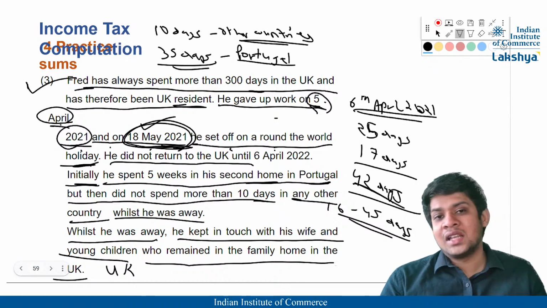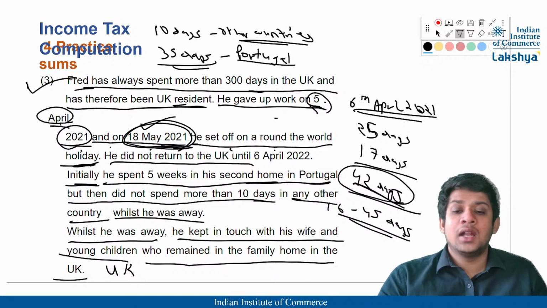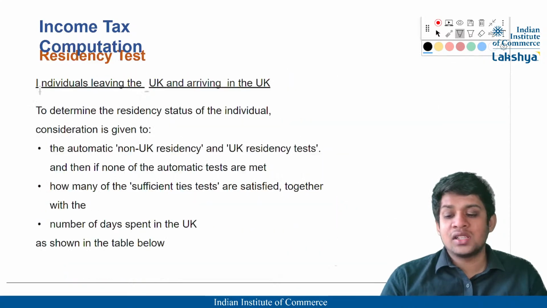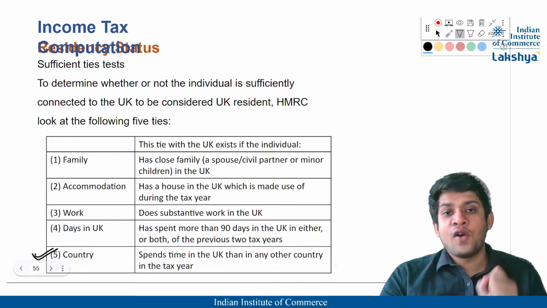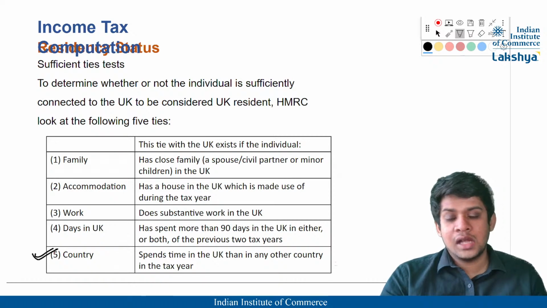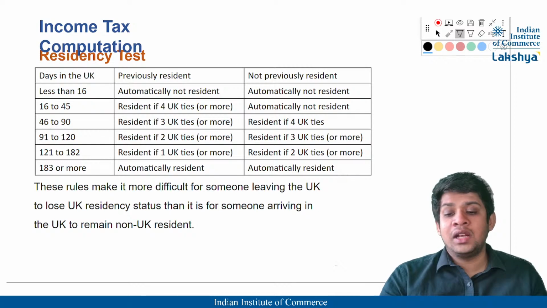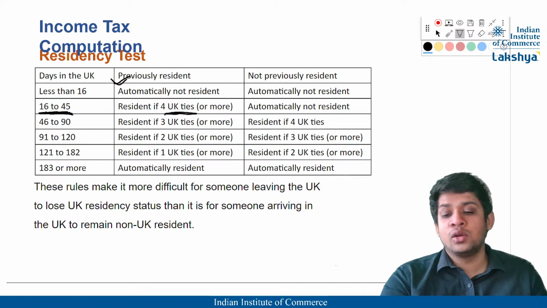The first tie that is meeting here is that he has stayed in the UK for 42 days, in Portugal for 35 days, and in other countries only for 10 days. That means firstly he is meeting the country tie, because for the most part of the tax year he has stayed in the UK as compared to other countries. So firstly, let us look at how many ties he has to meet. He was previously resident and he has stayed in this days gap, between 16 to 45 days. So he has to meet 4 UK ties.